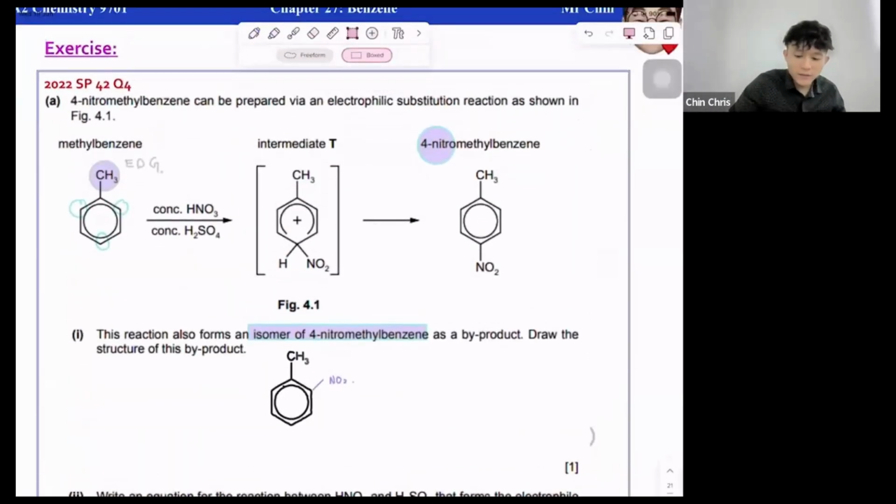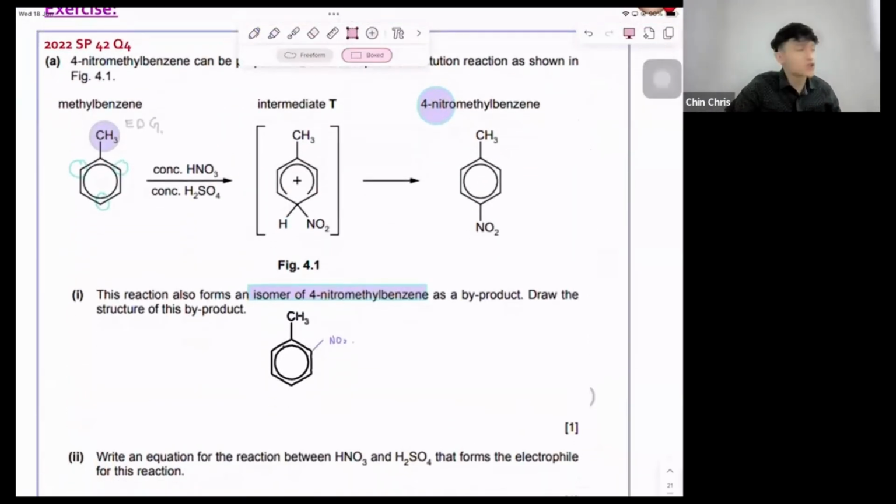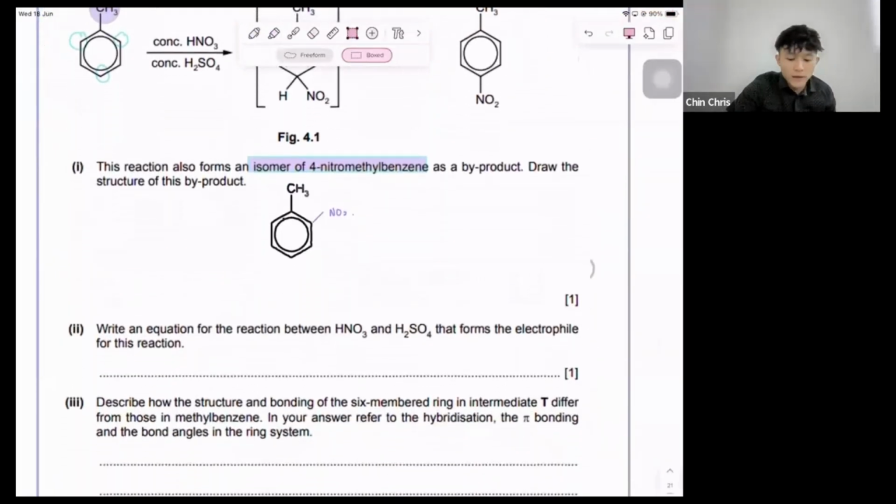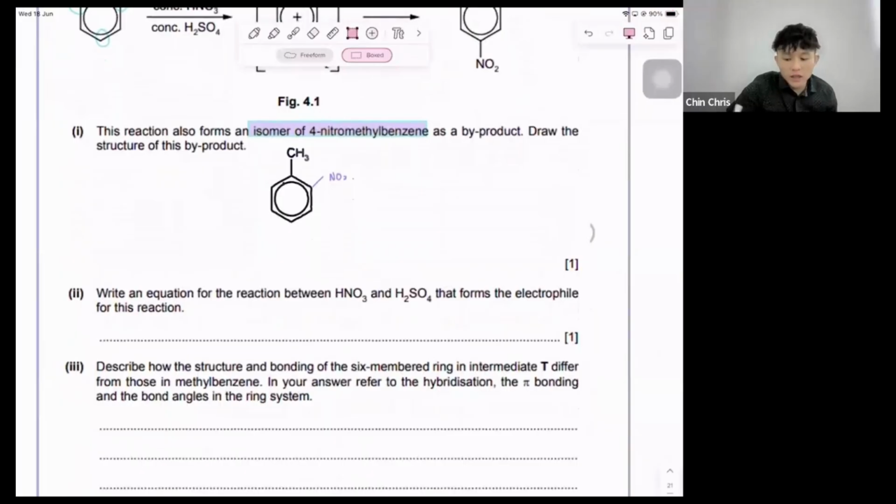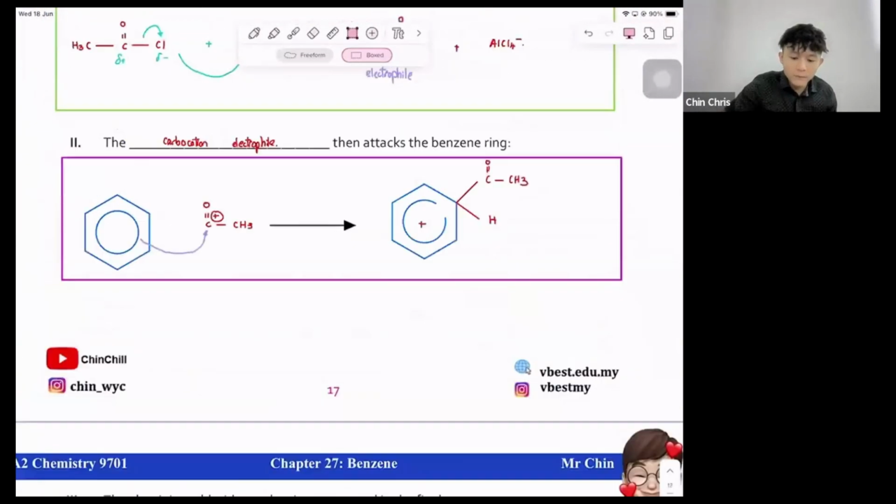Okay, and guys, you see the temperature they never specify, so it should be about 55, because if it's greater than 55, you have 2-nitro group. Okay, next, HNO3 and H2SO4 to form electrophile.